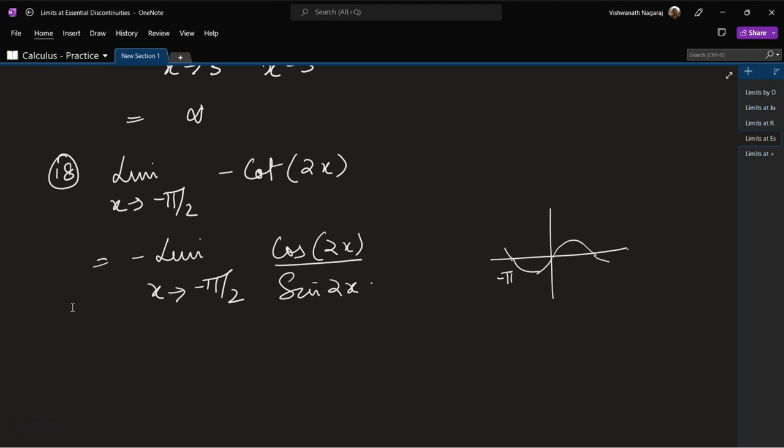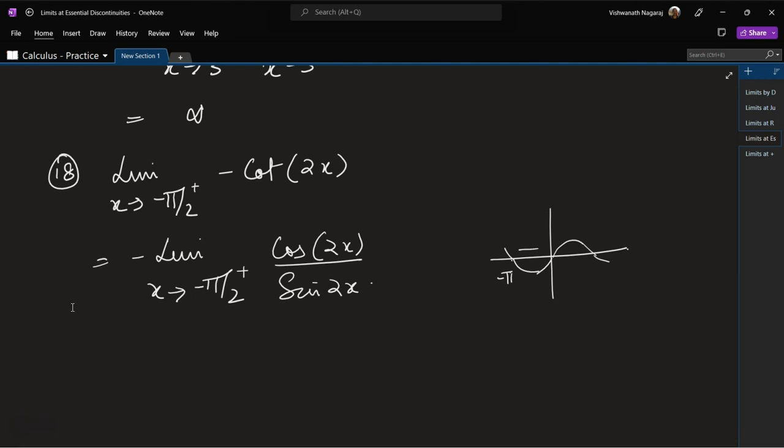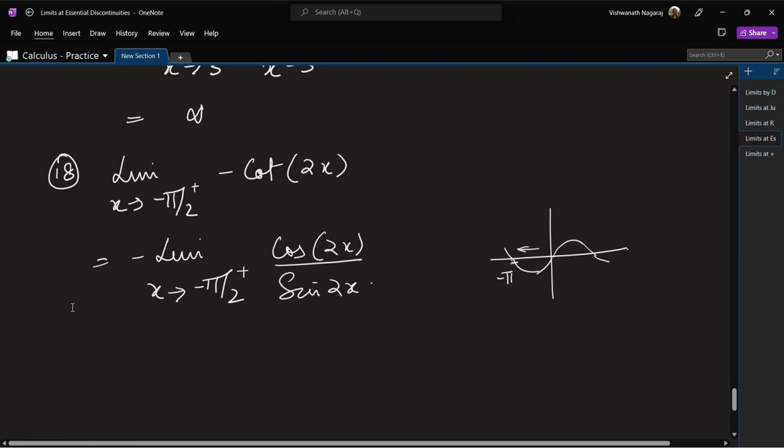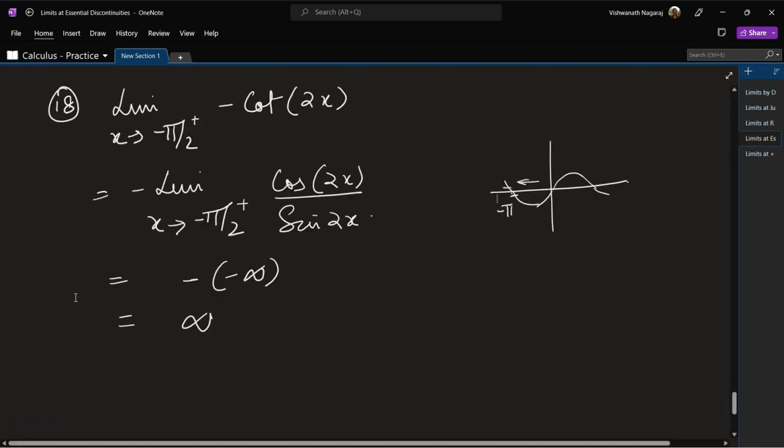right hand side? Actually the question says plus, right? If it is plus, then plus means from this side, which means it will be negative. So irrespective of what the cos 2x is, this would be minus infinity. If it was from the minus side, it would have been positive infinity, and times minus would have been minus. So be clear about this. Okay, so that's it. Bye.